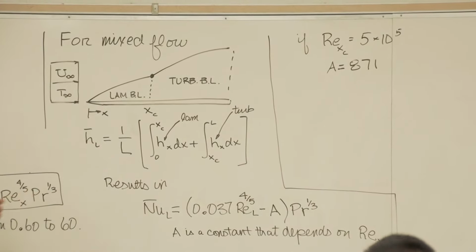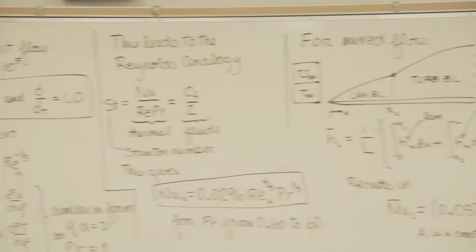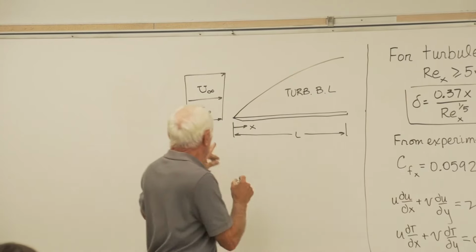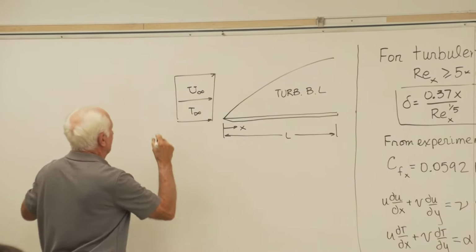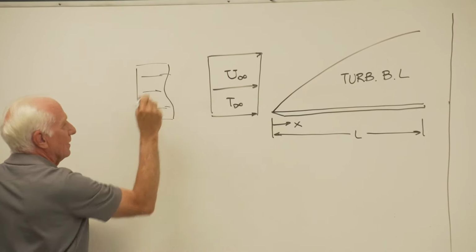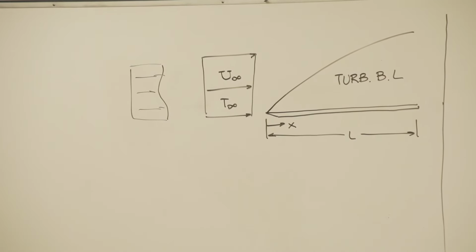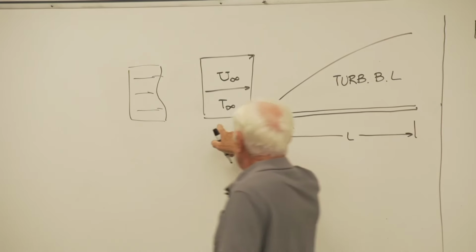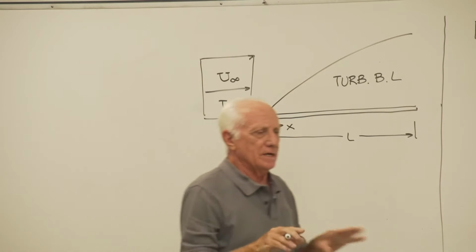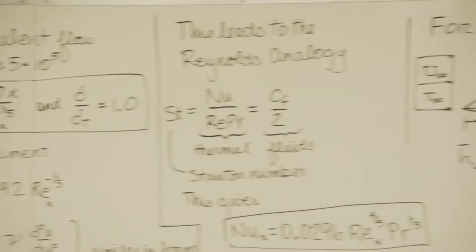That 5 times 10 to the 5th depends on the approaching stream. It can't be something like this. No, that flow is not going to transition at 500,000 if that's the approaching free stream. It has to be uniform. Streamlines are perfectly horizontal. Under all perfect conditions, then the critical Reynolds number is 5 times 10 to the 5th.